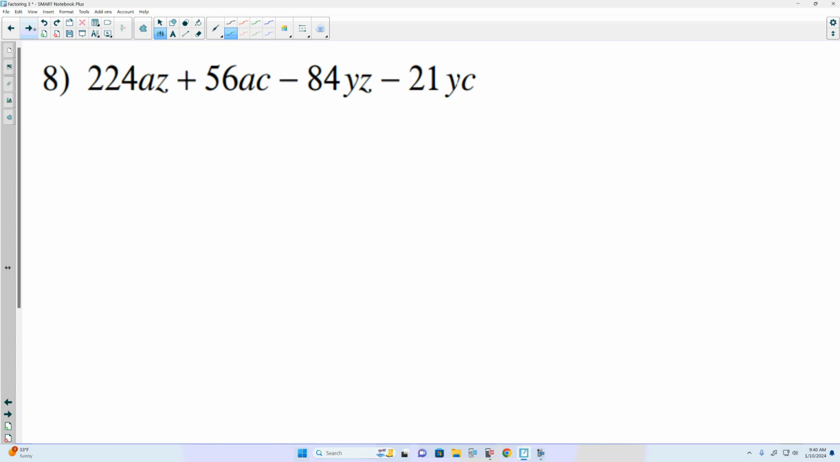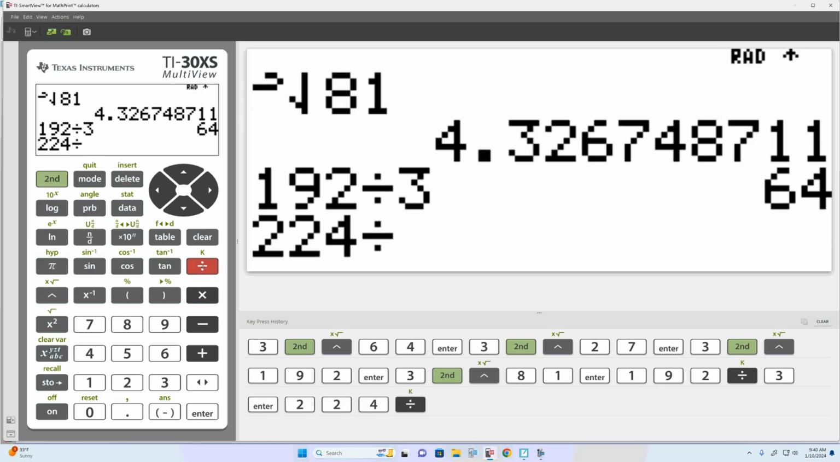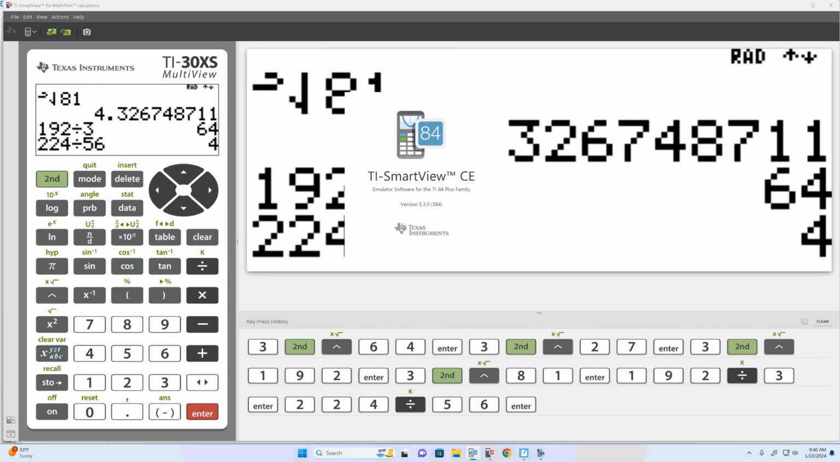So let's look at these here. 224az plus 56ac minus 84yz minus 21yc. So 56a. So we had 224 divided by 56 is 4. Now, I didn't have the graphing calculator pulled up, but I'm going to go on and pull this up.